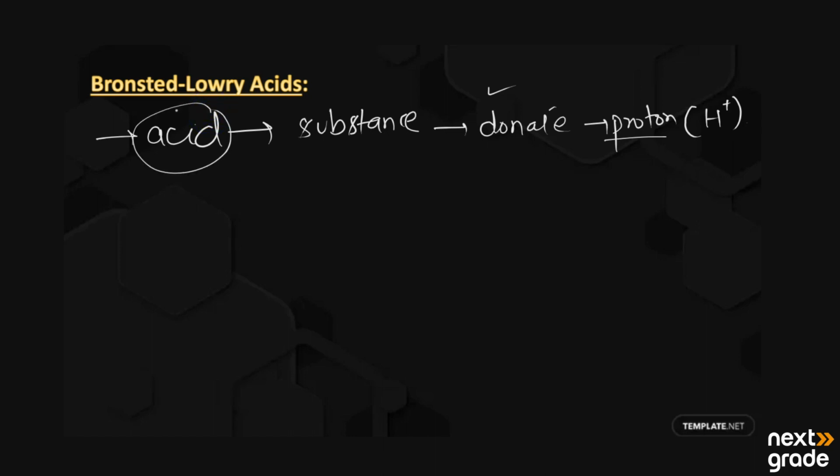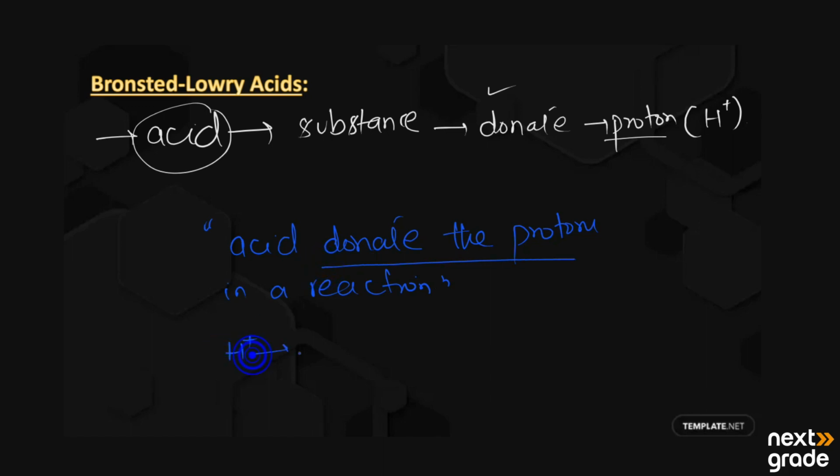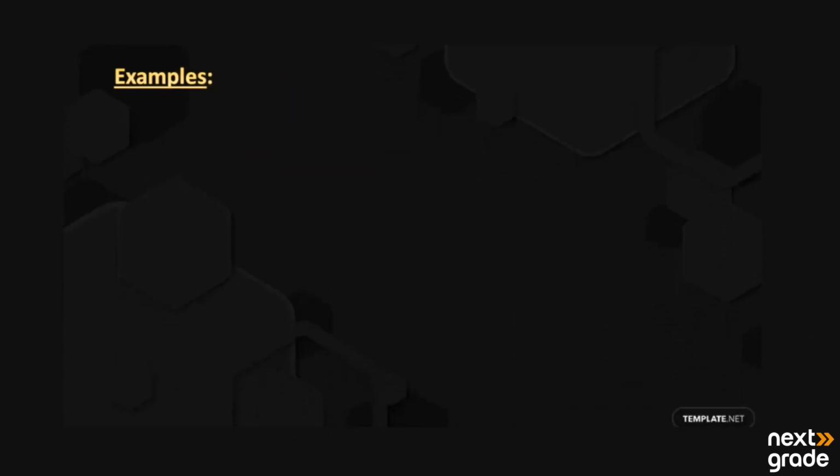So for the Bronsted-Lowry concept, I'm going to rewrite the definition for your convenience: acids donate the protons in a reaction. They can donate the proton. Protons are the H positive or the hydrogen ions. So this was the concept of Bronsted-Lowry acid. Let's have an example of the Bronsted-Lowry concept.